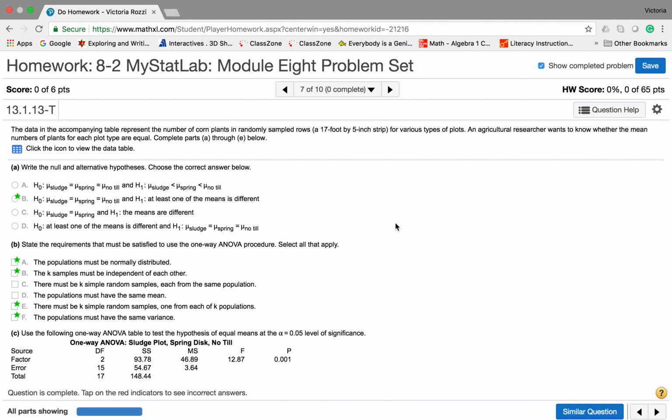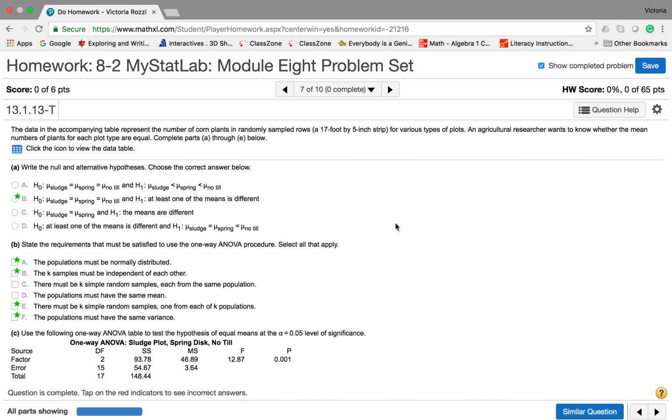This is a video for Module 8, Problem 7. So this is another one that looks a lot harder than it actually is. They tend to do that, right? So here we have data in the accompanying table, which we're actually not going to use until we get down towards the bottom of this table, for various types of plots.